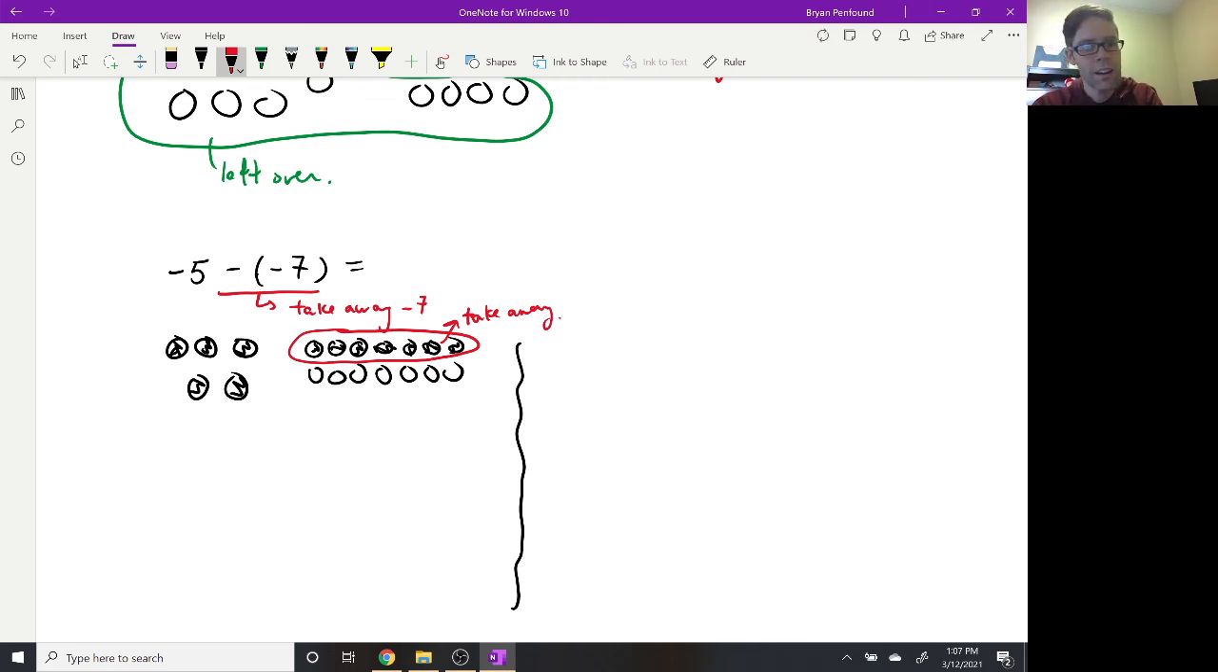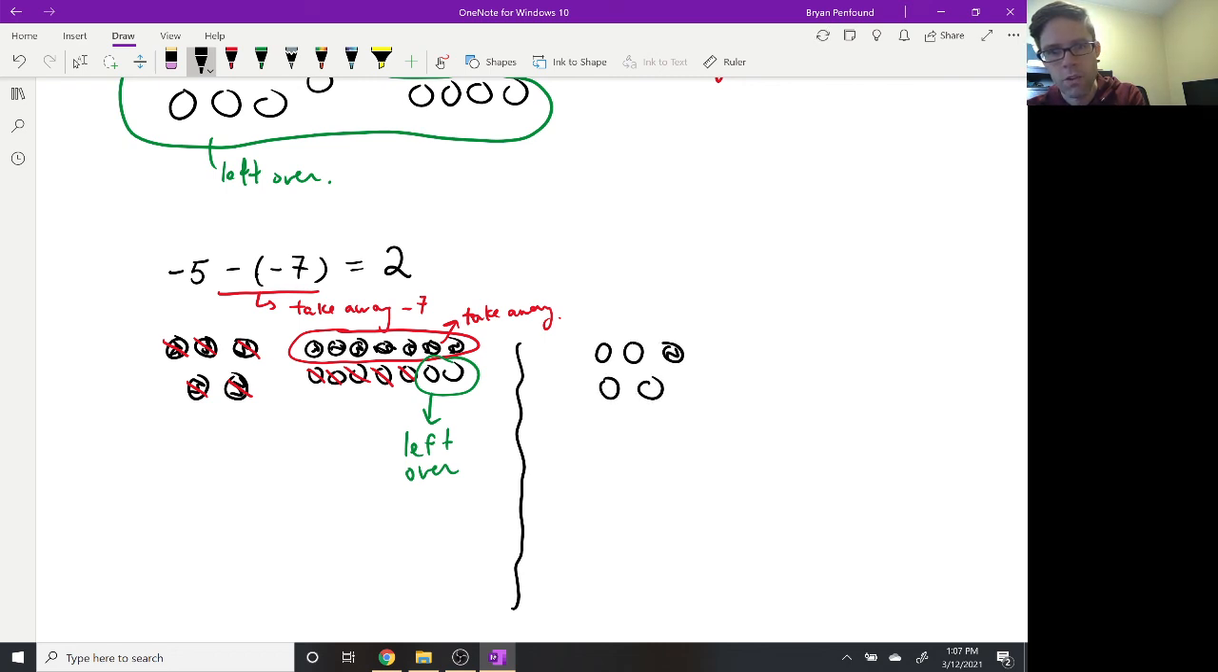But now we're stuck with more zero pairs. I'm stuck with 5 negatives and 7 positives. So I still have to go through and remove all of these extra zero pairs. I've essentially created a little bit of extra work for myself. But after I simplify, I do get to the final answer that I need, which is +2. So that's the long way: to introduce all 7 zero pairs and then take away the -7 portion, but then you have to go through this awkward simplifying step at the end.